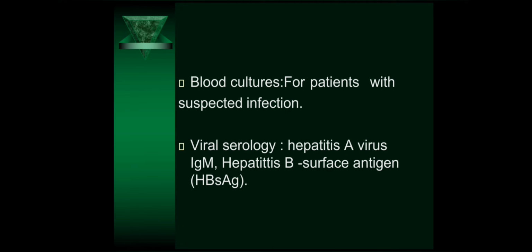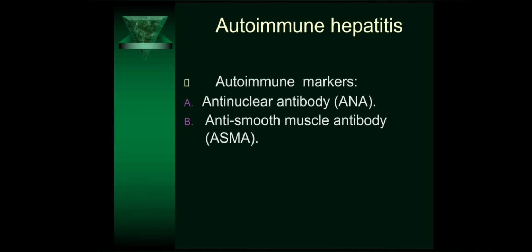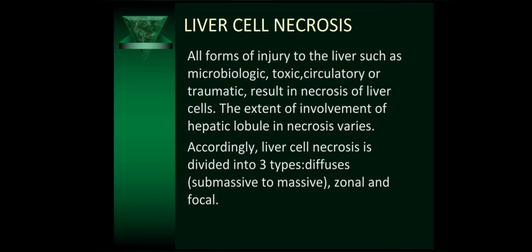Blood culture is for patients with suspected infections. Virology or viral serology is for hepatitis cases like hepatitis A virus IgM, hepatitis B surface antigen. Autoimmune markers like ANA and anti-smooth muscle antibody can rule out autoimmune hepatitis. These were the clinico-morphological picture.